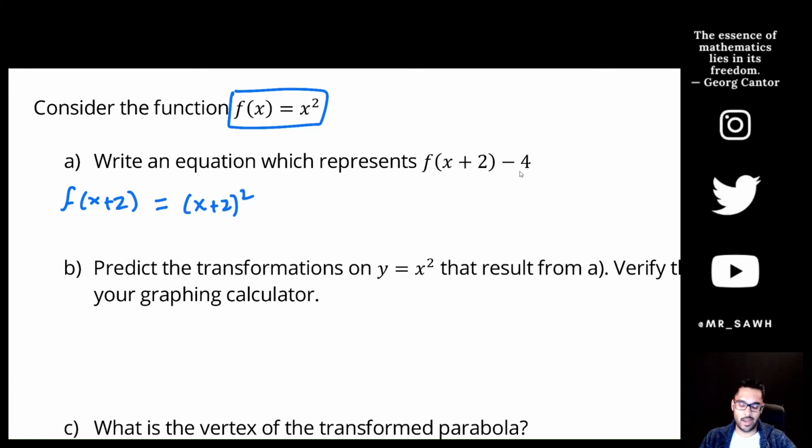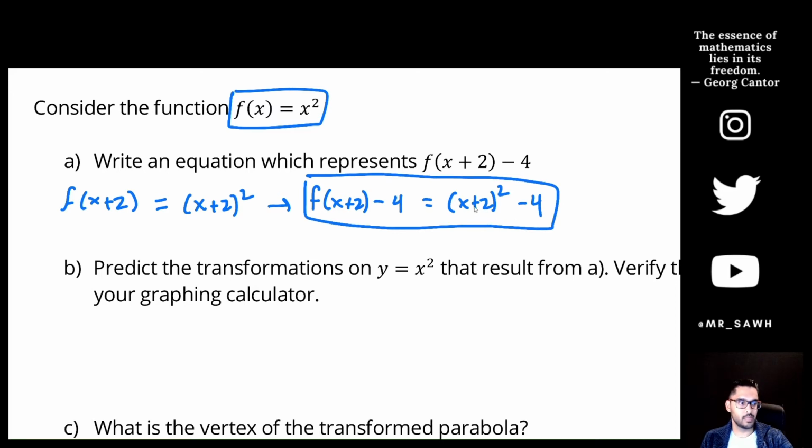And then what we'll do is minus 4. So then if we do f of x plus 2 minus 4, well, I already know what f of x plus 2 is. It's x plus 2 squared. And then we can minus 4. So I've got my new function. Here it is. There's my equation. I just applied some transformations to it.